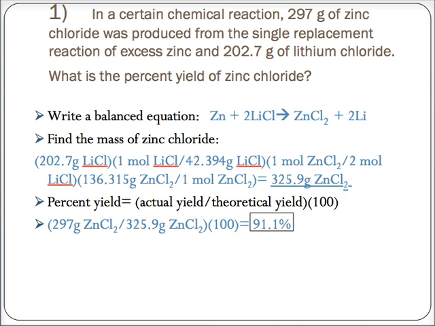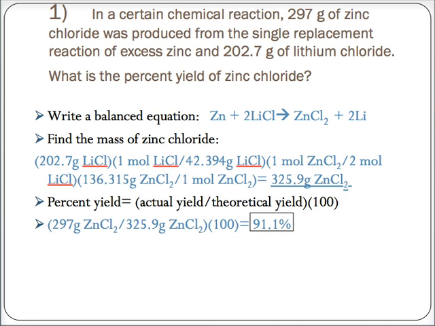Okay, so we then find the mass of zinc chloride by multiplying the initial mass of lithium chloride by the molar mass of lithium chloride to get the moles of lithium chloride, and then we multiply that by the mole-to-mole ratio between zinc chloride and lithium chloride to get the moles of zinc chloride, which we then multiply by the molar mass of zinc chloride to get the grams of zinc chloride.